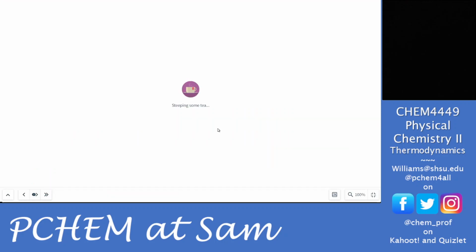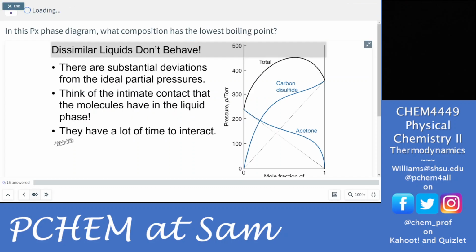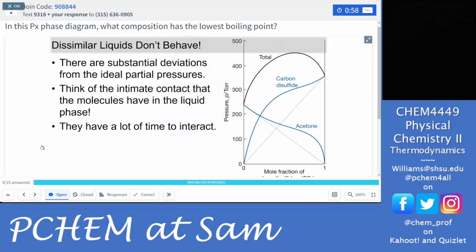All right, so let's do the next problem. In this P-x phase diagram, which composition has the lowest boiling point? So we're looking at this crazy diagram over here, and we have lots of options. You can think of a pure substance in the P-x curve as a composition. It's just 100% of one thing or 100% of the other. That's also a composition.